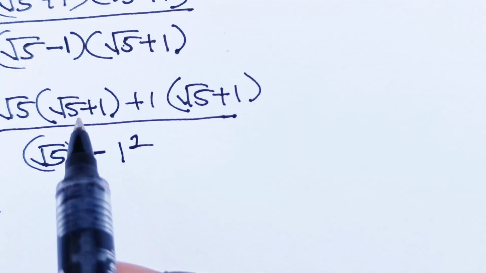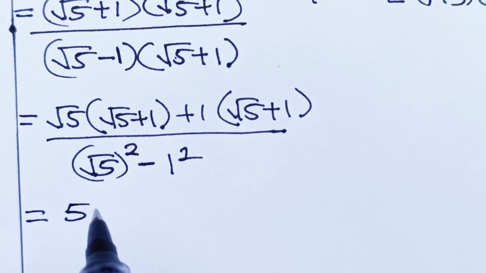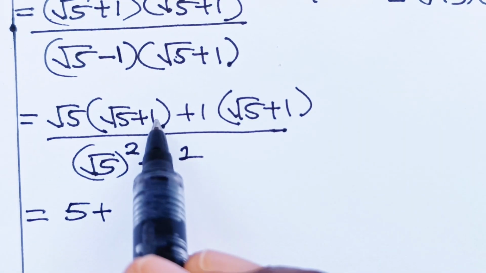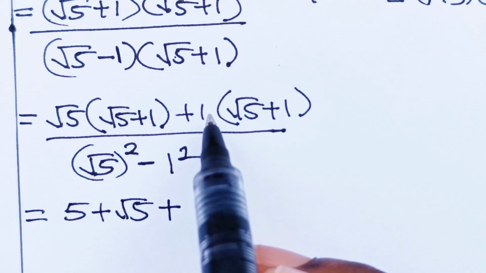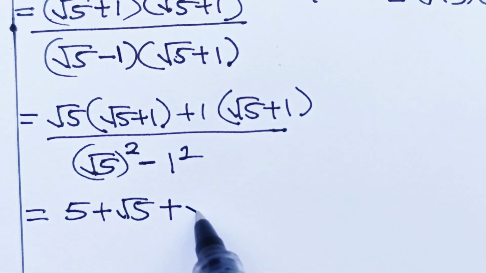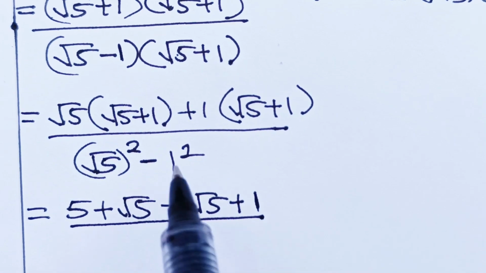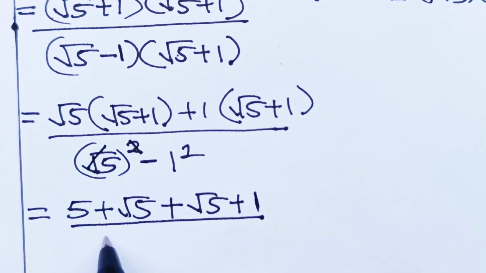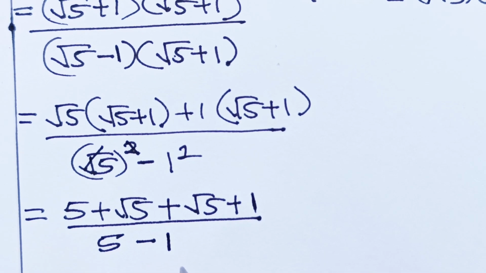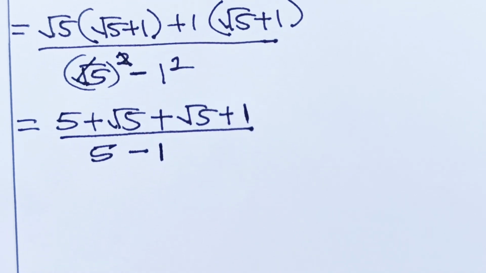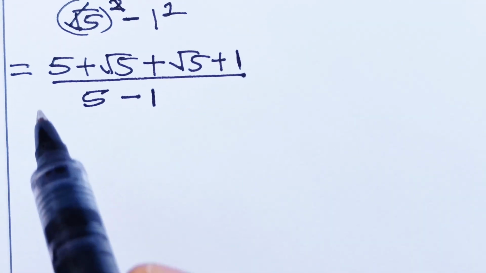So this is equal to, now root 5 times root 5 will give us 5, plus root 5 times 1 will give us root 5. All right, then plus when 1 multiplies anything, you get that thing back, so we have root 5 plus 1 here, everything divided by, now when this is squared you have 5, and minus when this is squared you have 1. I'm going to solve this using two different methods, so you choose the one that you prefer or you like.